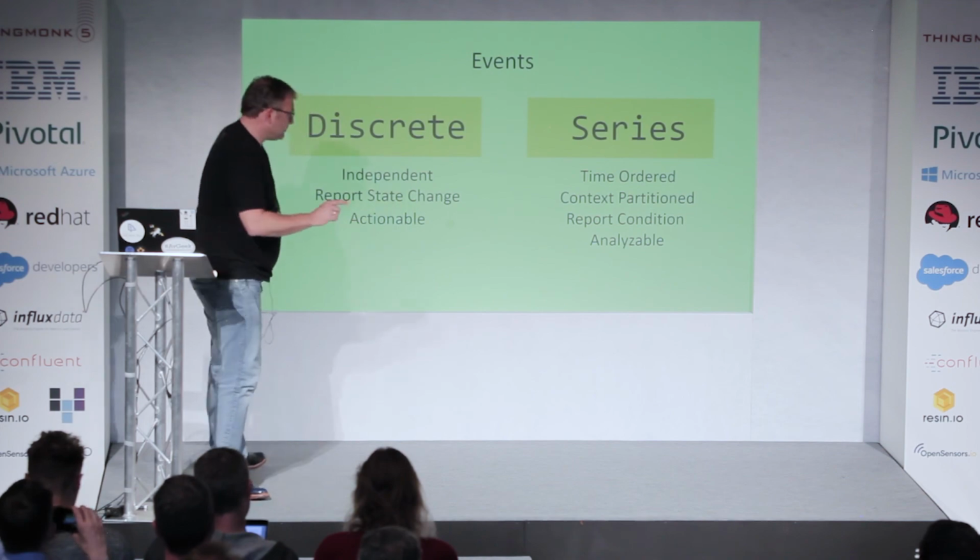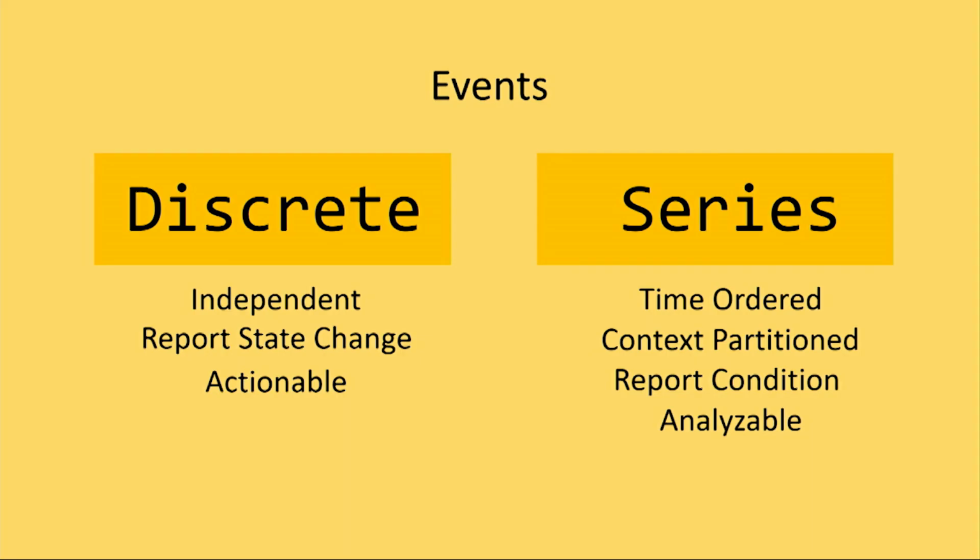Let's look at events. Events fall into two categories. There are discrete events that are independent and report state change. As Sarah said, they're zero-dimensional. It's the light bulb on or off. That's a state change you may want to report out.